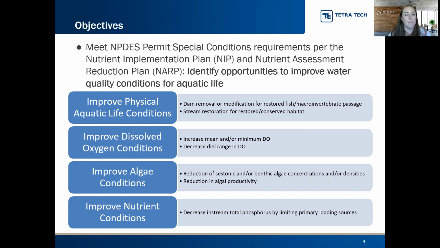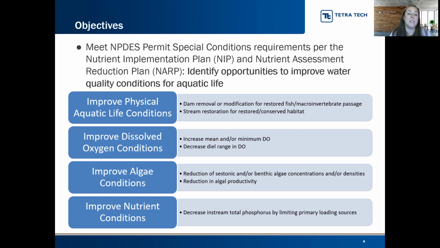We're considering what that improvement can look like, especially in the context of what we're going to be doing in the modeling environment. Are there ways that we can improve fish passage with dam removal, for example? Are there ways that stream restoration can be conducted, or stream habitat conservation? Improving dissolved oxygen can look a couple of different ways. There's a lot of ways you can slice and dice what constitutes a dissolved oxygen improvement. Maybe it's increasing the average DO or increasing the minimum DO relative to some of the numeric water quality standards.